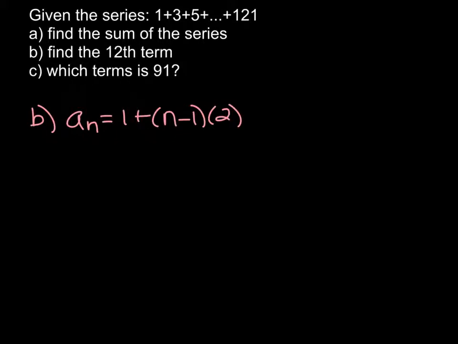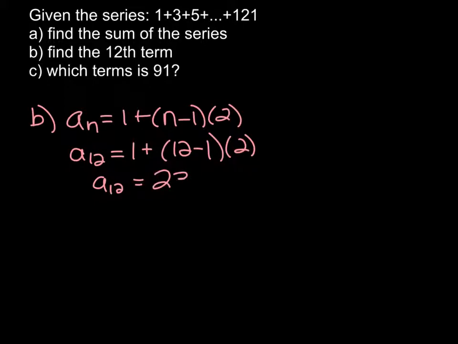Part B asks us to find the 12th term. Now we already wrote the explicit formula, so all we need to do is use that to find the 12th term. Well, the 12th term means when n equals 12. So that means a sub 12 equals 1 plus 12 minus 1 times 2. So this gives us 11 times 2, which is 22, plus 1, which gives me 23. So this means that my 12th term is 23.